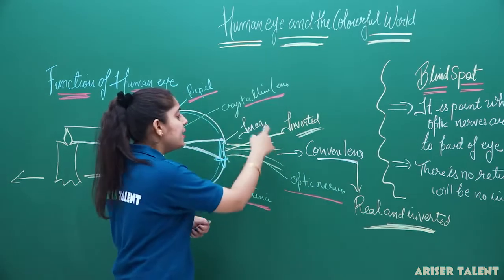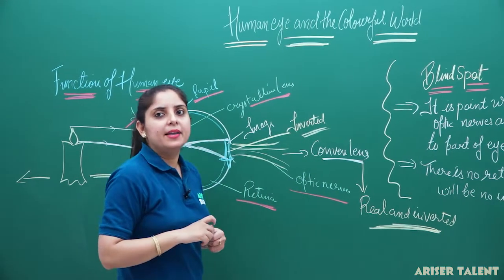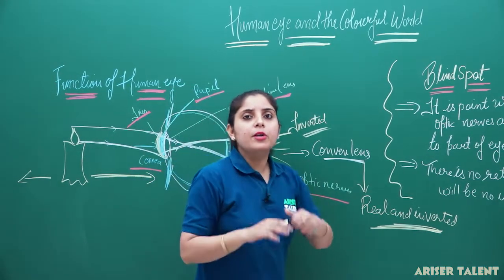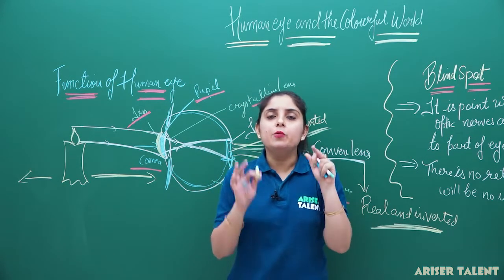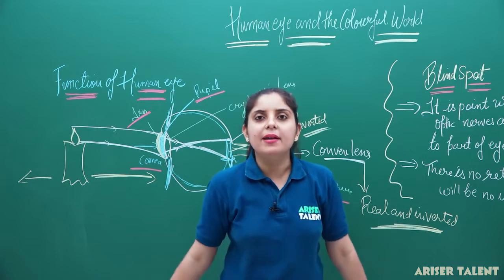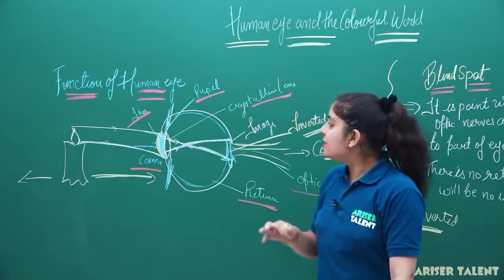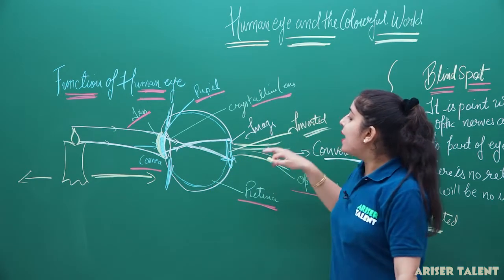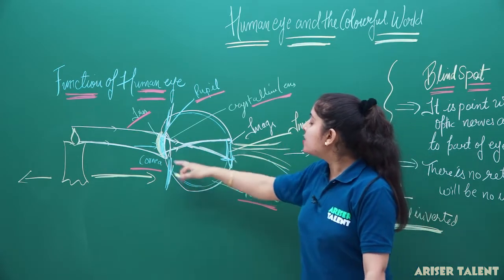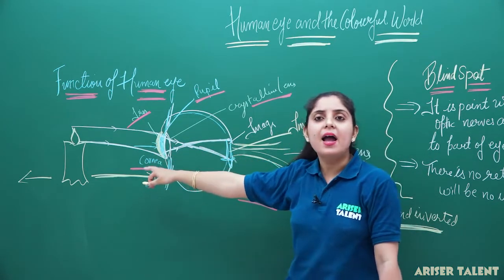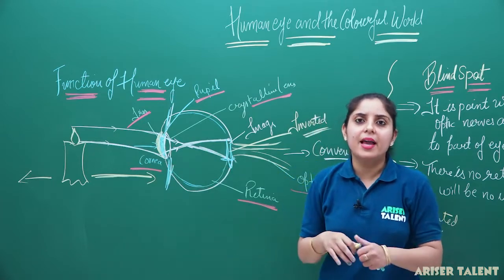Whether you are moving the object anywhere, you can see that the image is always formed on the retina. This is a very important point, that whether you are moving the object to the left or right, you are always getting the image on the retina. And why is it so? It is so because we are using the lens and the ciliary muscles are attached to it.